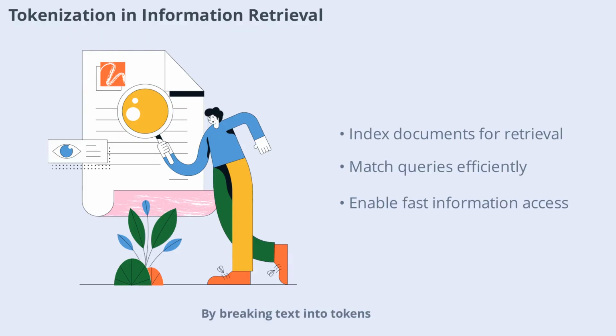By breaking text into tokens, these systems can quickly match user queries with stored information, making it easier to find what you're looking for. Tokenization is a key component of efficient and accurate information retrieval.